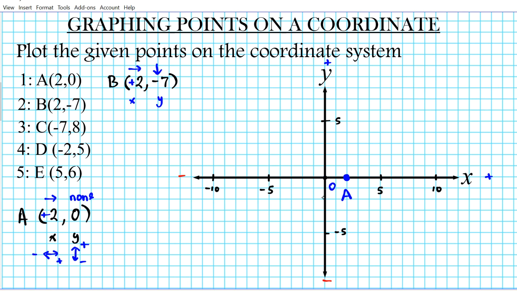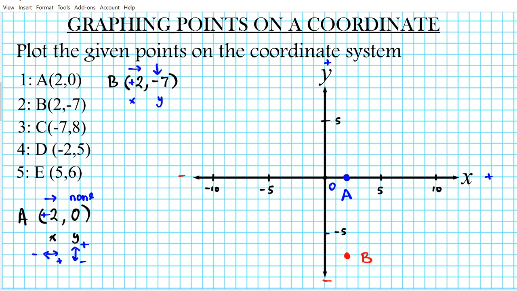Just look at this like a map where you go north, south, east, and west, and you want to locate an object or a location of somewhere on a map. That is exactly what we're doing right here. So we're going to go 2 units to the right, 1, 2, which takes us exactly to where A is, but we're not done. We need to go down 7 units. So go 1, 2, 3, 4, 5, 6, 7 right here. Bam. This point right here is the location of point B.